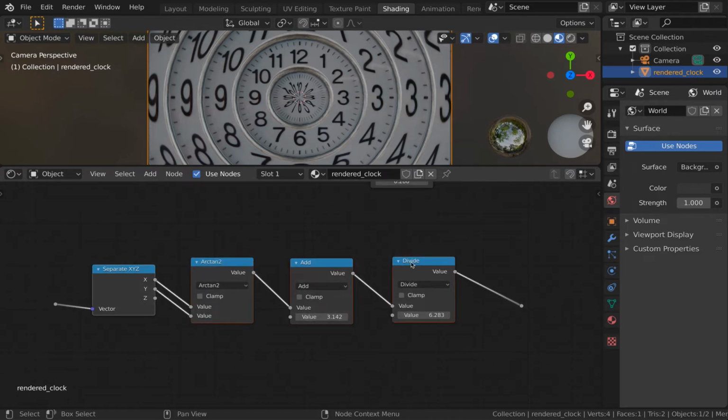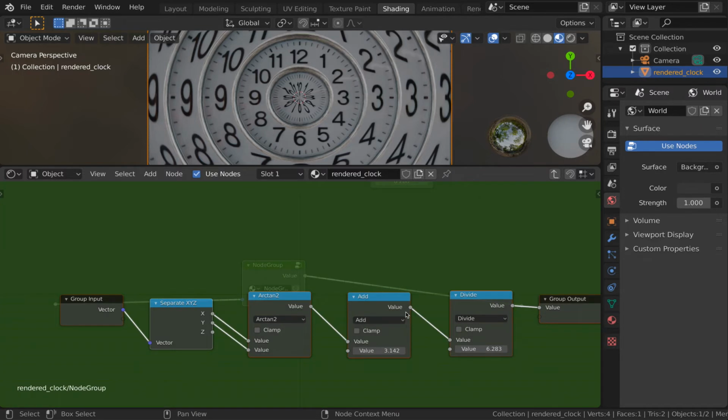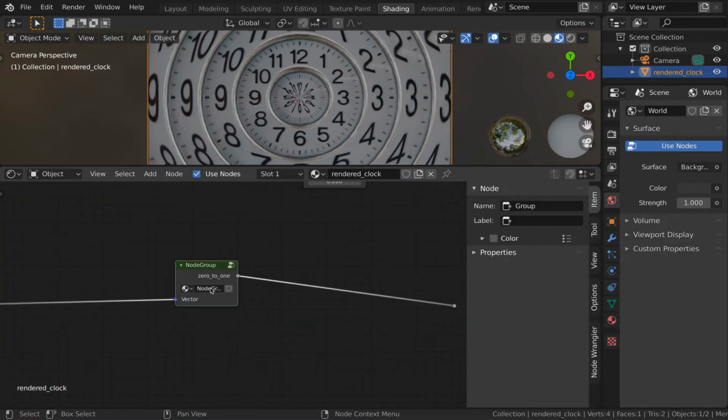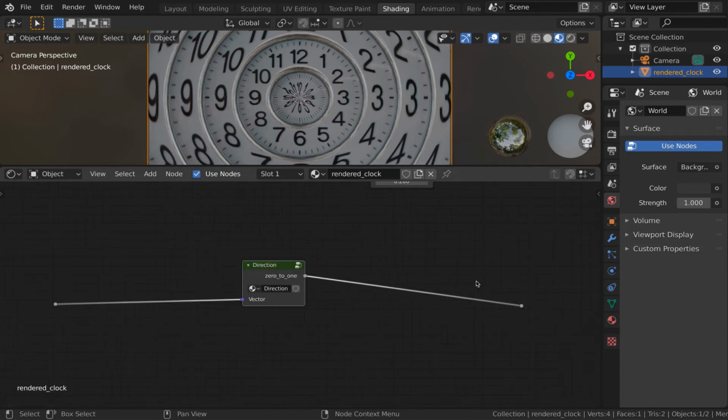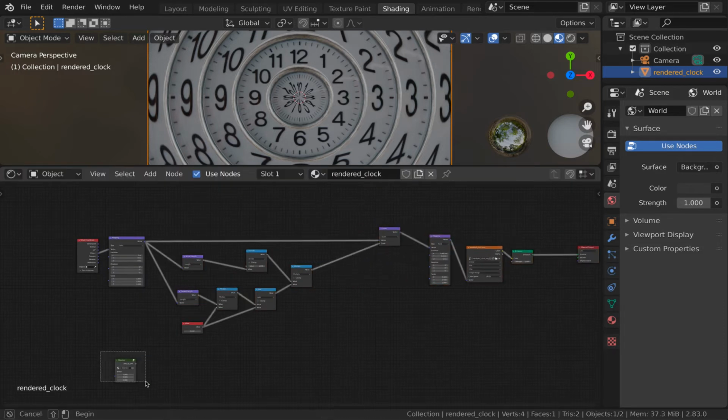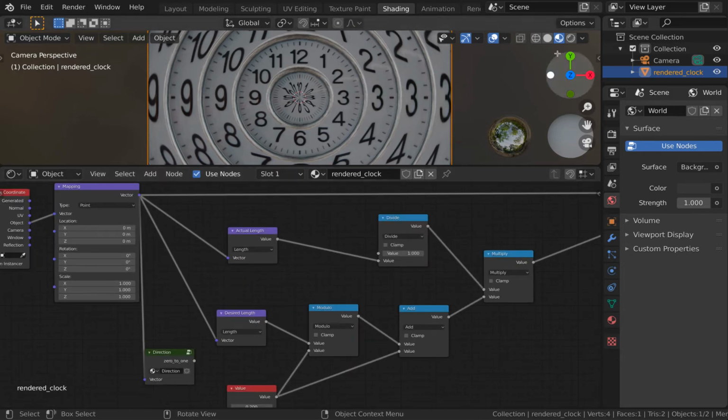Select the nodes, right-click and choose Group to convert them into a node group. Press N to open the sidebar where we can name the input vector and name the output 0 to 1. Press Tab to get back to our shader nodes, and let's name this new node group Direction. We can delete those two reroute points now. Let's plug our virtual graph paper mapping node into this new direction node.